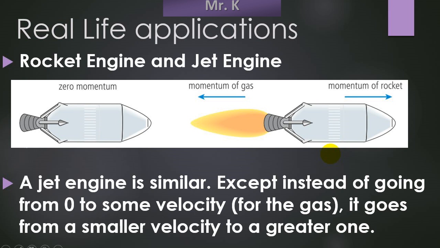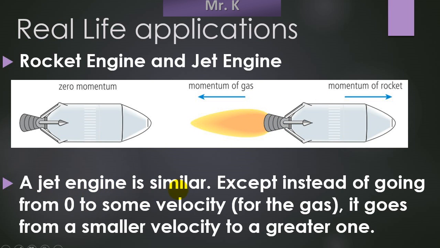These are some real-life applications of how we use conservation of momentum. They're very similar examples: a rocket engine and a jet engine. Here's a diagram of a rocket engine. Before we burn the fuel that's inside of it, there's no momentum. And when we start burning the fuel, the momentum of the gas shoots out. But in order to conserve momentum, to have a net of 0, this momentum of gas is offset by the momentum of the rocket. So we have an equal and opposite momentum.